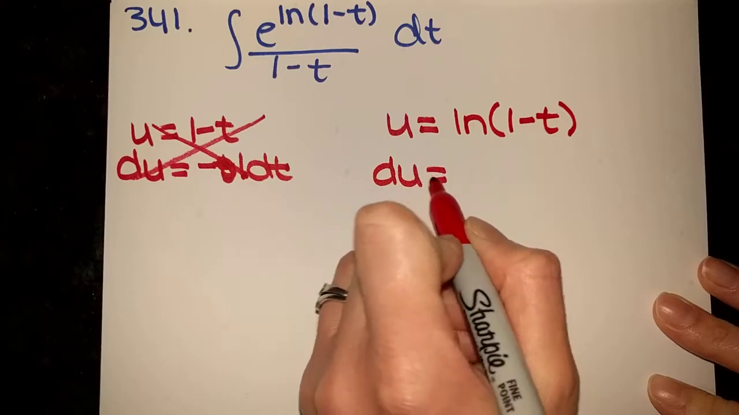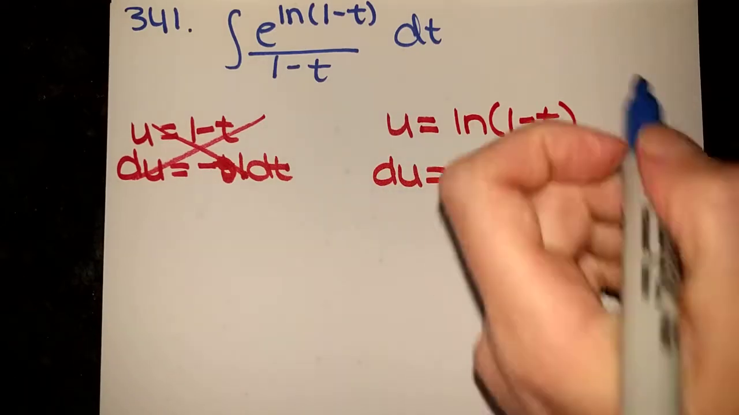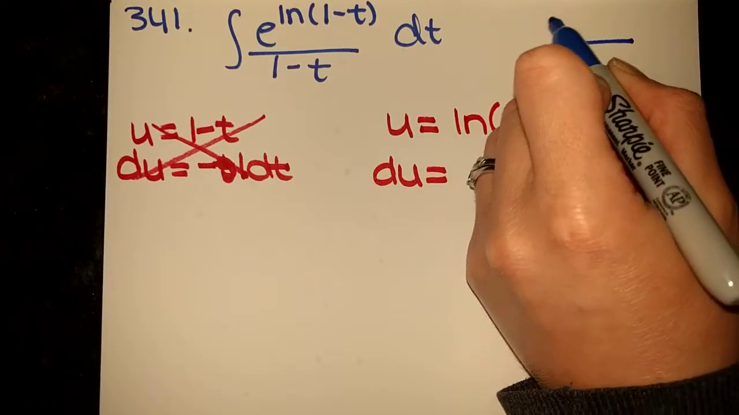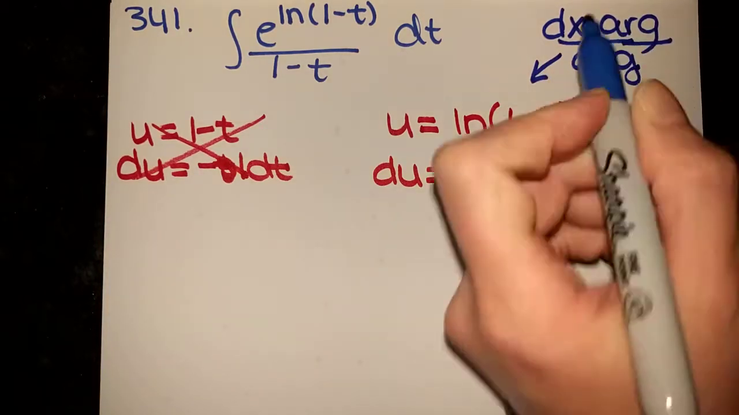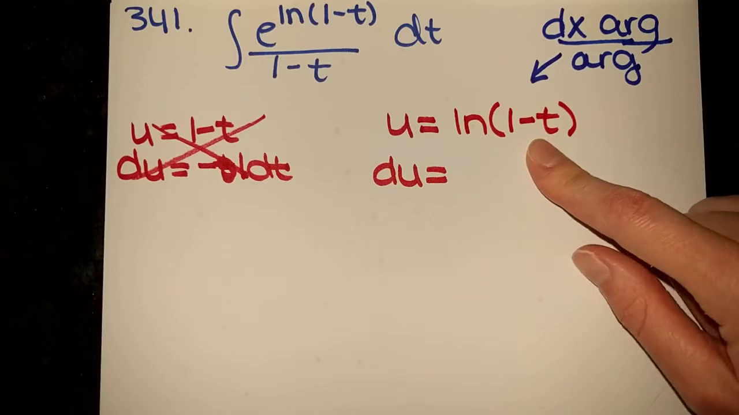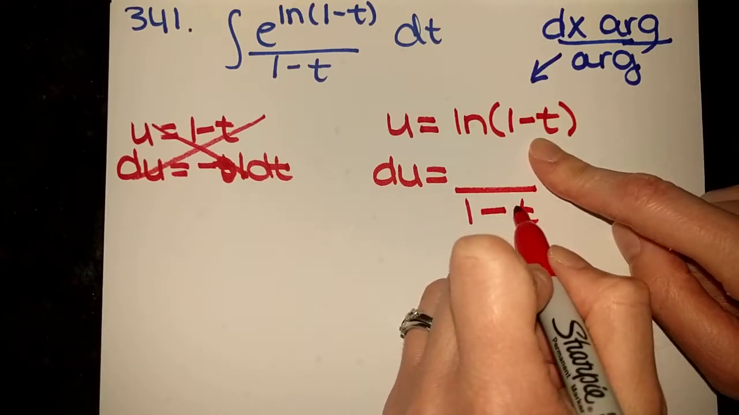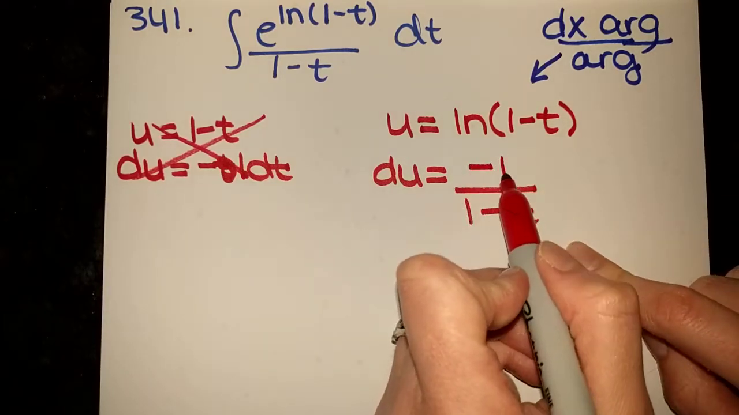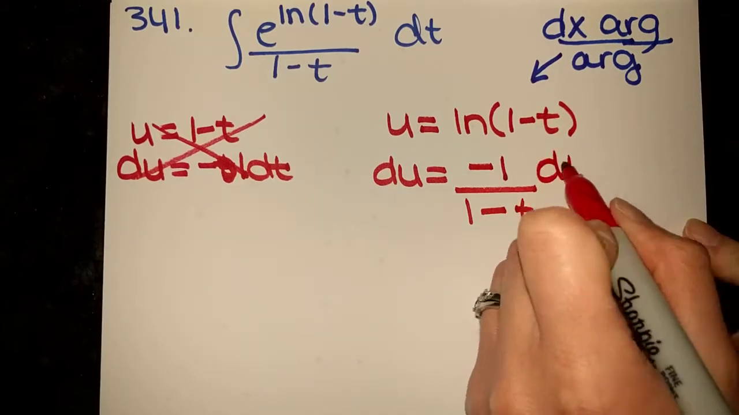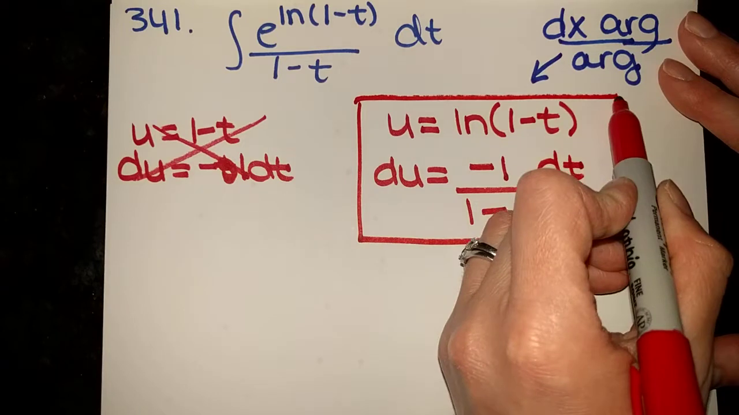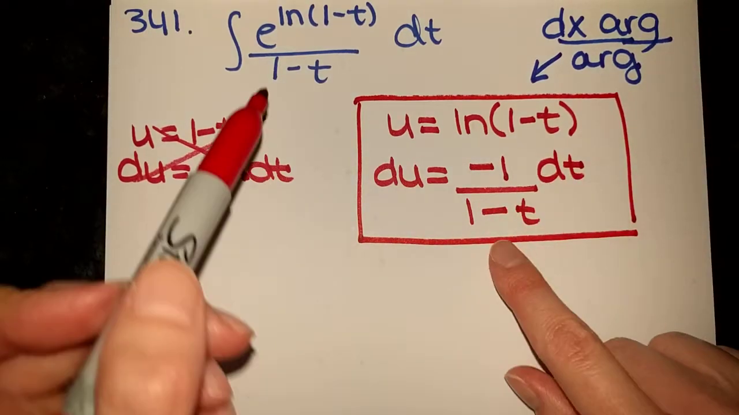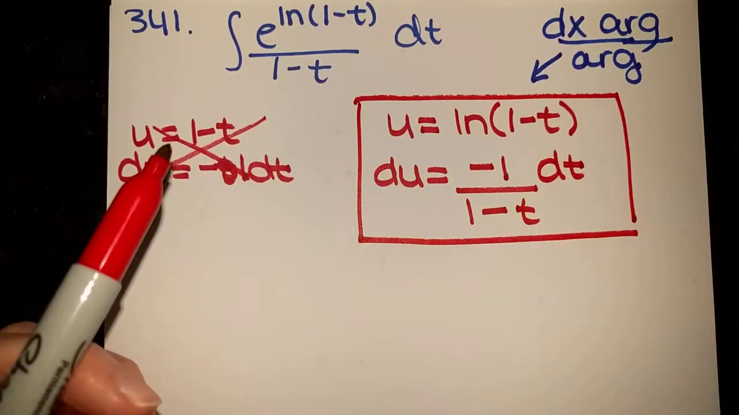So our du, remember that natural log has that rule for derivatives, that it's the derivative of the argument over the argument. So the argument here is 1 minus t. The derivative of that is negative 1. And then we have our dt. All right, so let's see if we can make this happen because it does look promising. I mean, we have a 1 minus t in the denominator here.